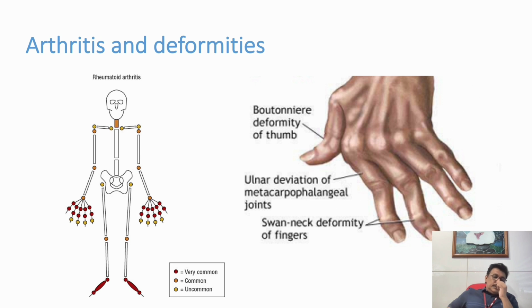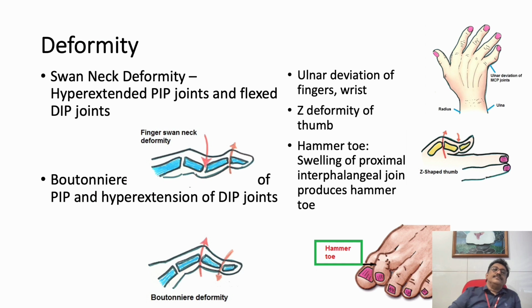Now this picture shows the deformities that are formed here. In the upper limb, you can see different types of deformities: swan-neck deformity, boutonniere deformity, Z deformity of the thumb. And the first picture shows the proximal interphalangeal joints are more involved, distal interphalangeal joints are not involved, and the patient can have a symmetrical arthritis. That is also very important, symmetrical arthritis.